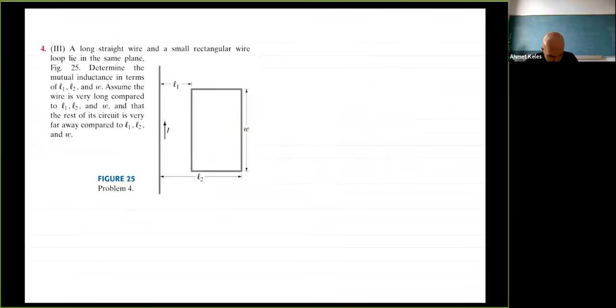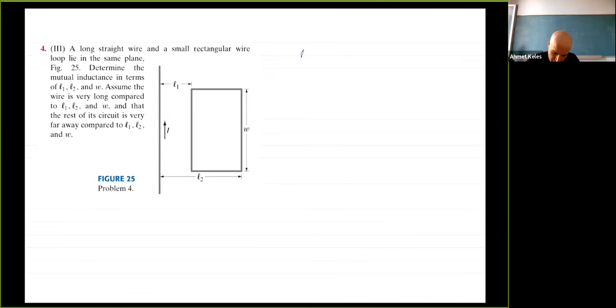So a long straight wire and a small rectangular wire loop lie in the same plane, like this. And you'd like to determine the mutual inductance in terms of L1, L2, and W. And we assume that this wire is very long compared to L1, L2, and W, and that the rest of its circuit is very far away compared to L1, L2. So basically think of this as like an infinite wire.